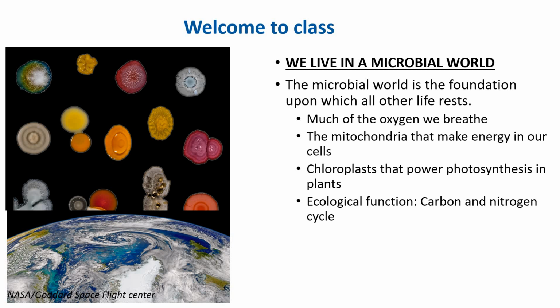For example, the mitochondria that make the energy in our cells and the chloroplasts that power photosynthesis in plants got their starts as free-living bacteria. Oceanic cyanobacteria, less than 1/1,000 of a millimeter wide, produce much of the oxygen we breathe today. Microbes in the soil nourish the roots of plants and transform inert nitrogen gas from the atmosphere into biologically usable form, playing a key role in the nitrogen cycle and other chemical cycles.